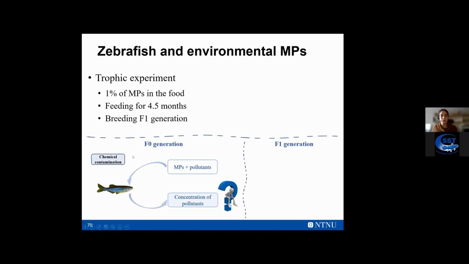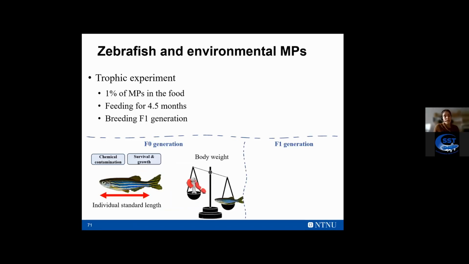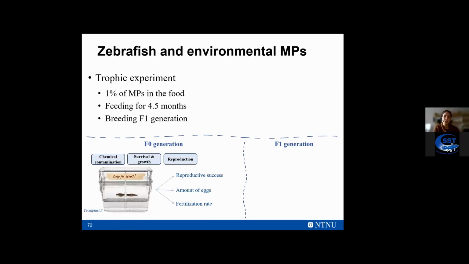And so for the F0 generation, we followed the chemical contamination. So we gave them some microplastic contaminated with pollutants from the environment. And we were looking at the concentration of pollutants in the fish to see if the microplastic released the pollutants. We were also measuring them to see if the microplastic had an impact on the growth and on the survival of the fish. We followed some parameters related to the reproduction, so the reproductive success, the amount of eggs, but also the fertilization rate to see if microplastic did have an impact on the reproduction parameters.